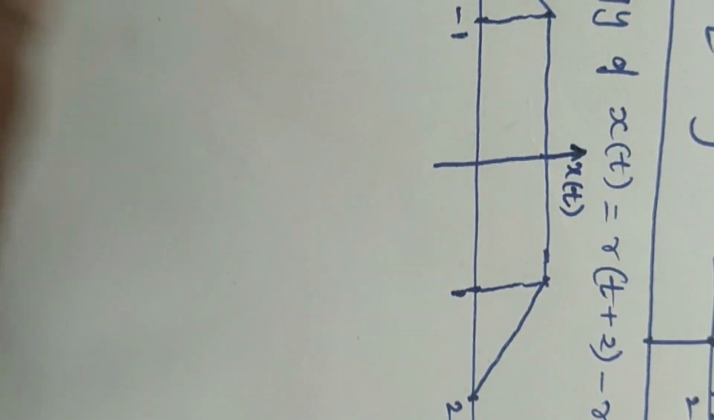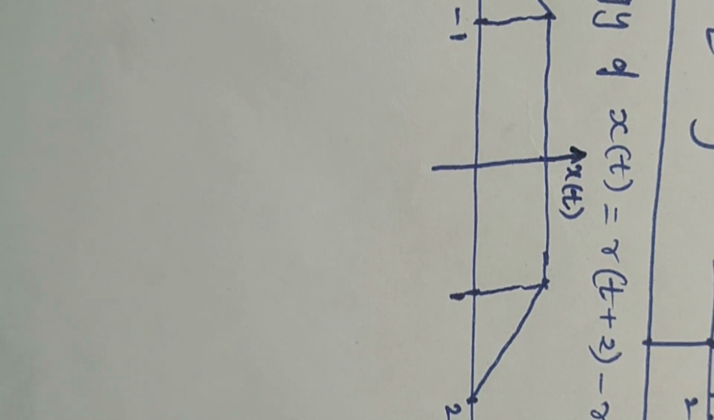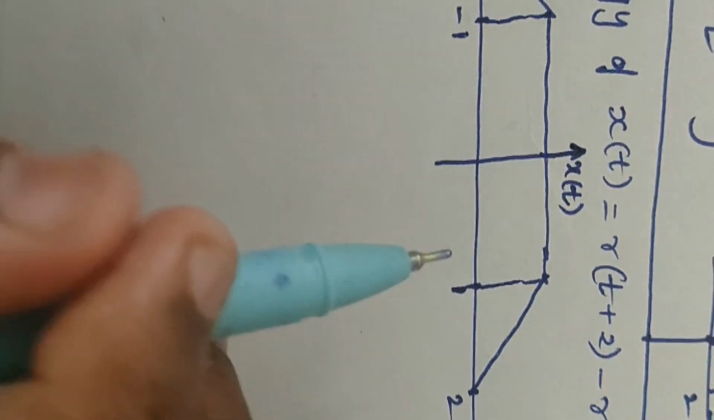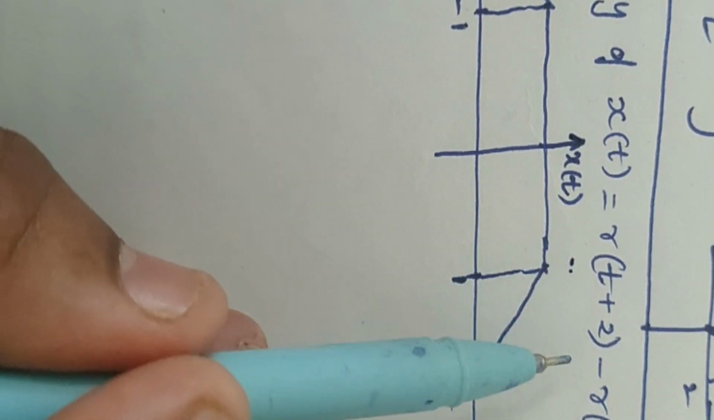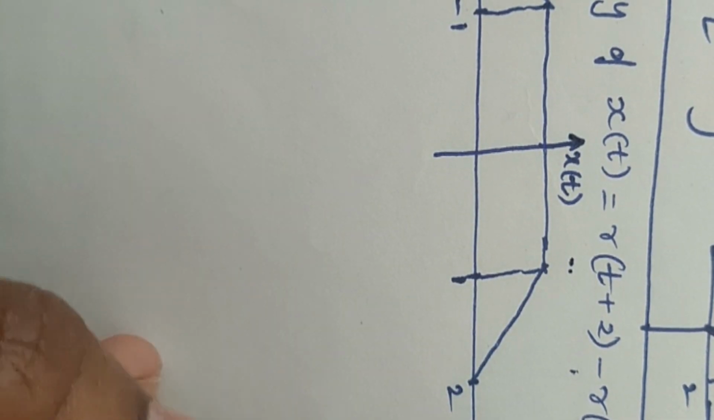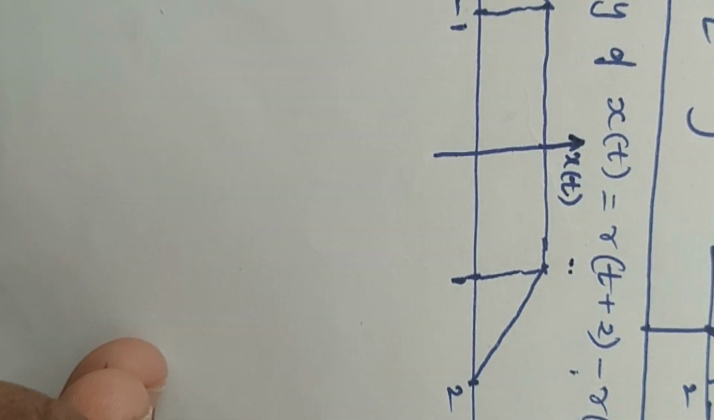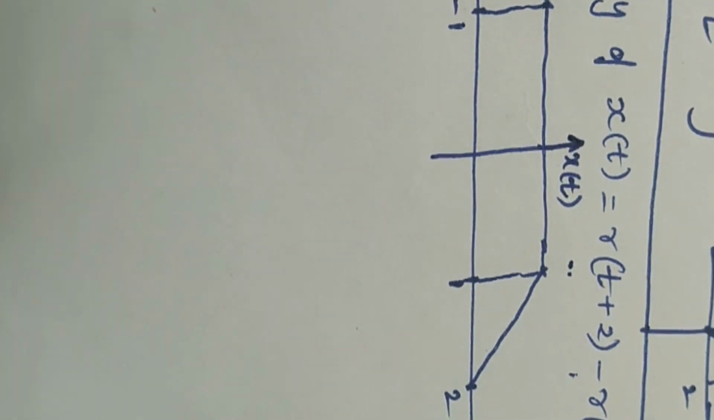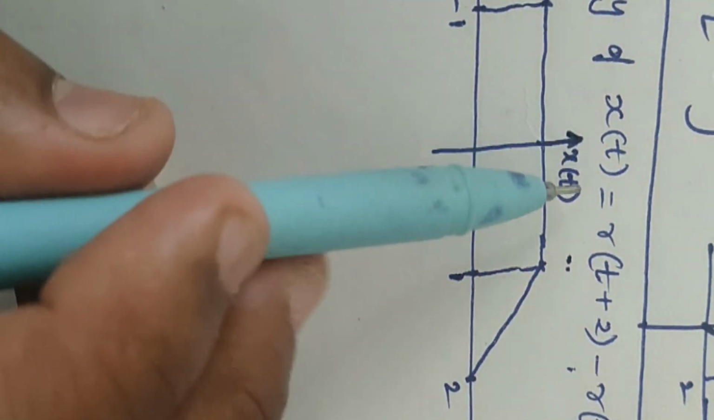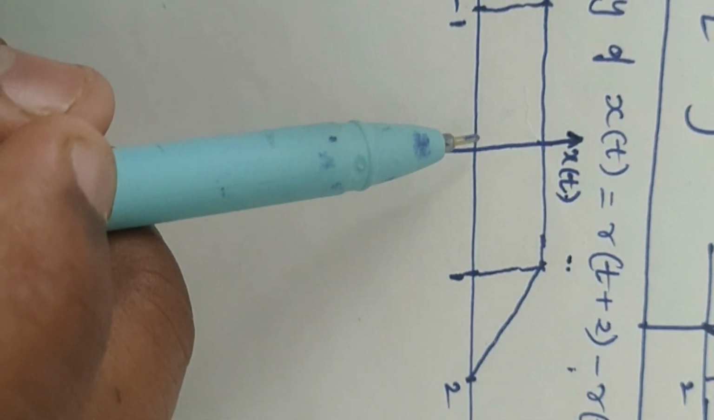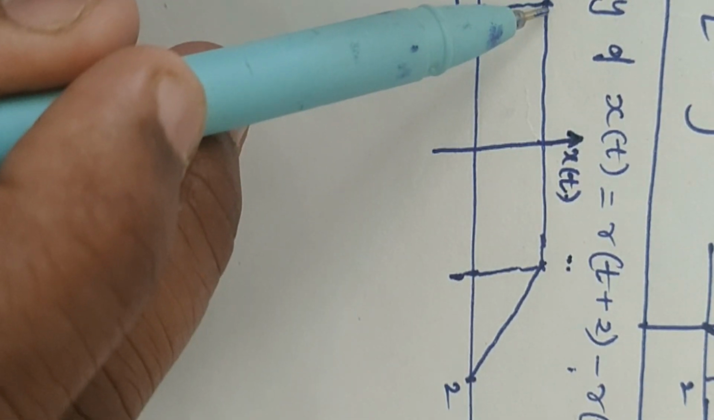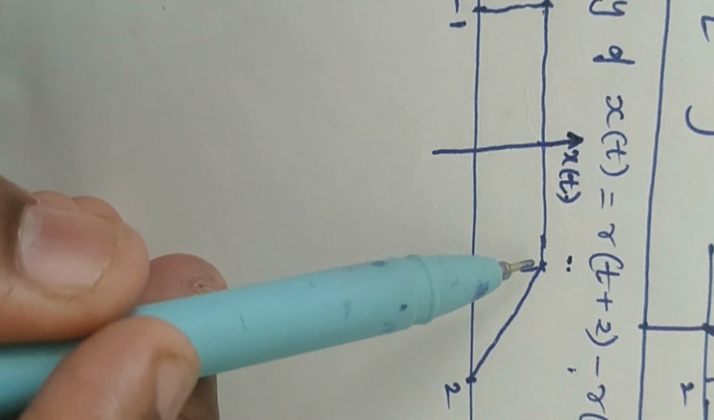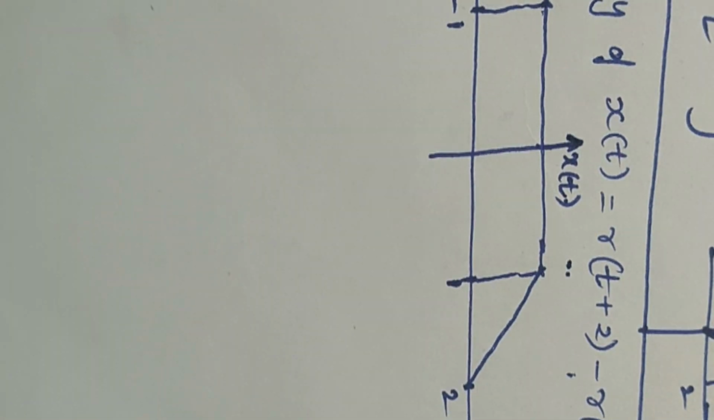In this question he is asking to find the energy of a signal x of t equals r of t plus 2 minus r of t plus 1 minus r of t minus 1 plus r of t minus 2. The equation can be drawn like this. At minus 2 the ramp is increasing, here the slope is 0, and here the slope decreases.